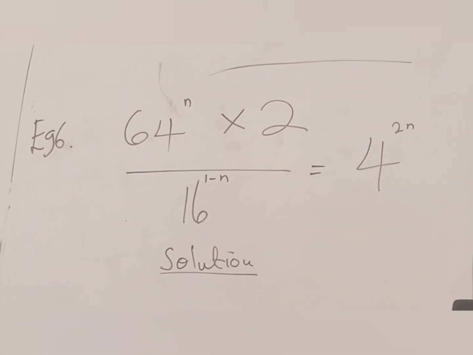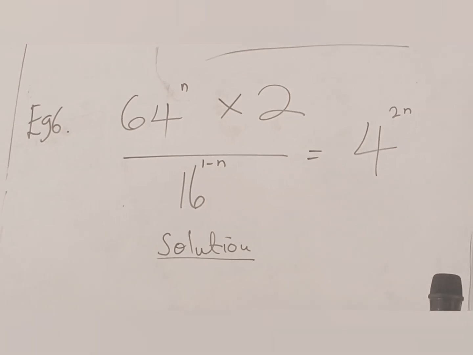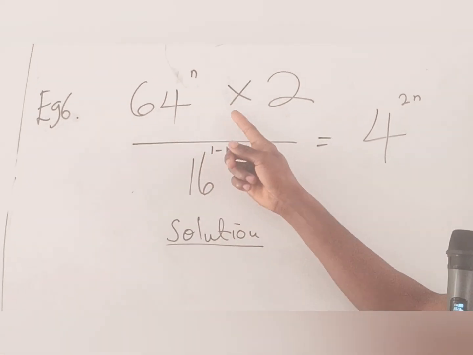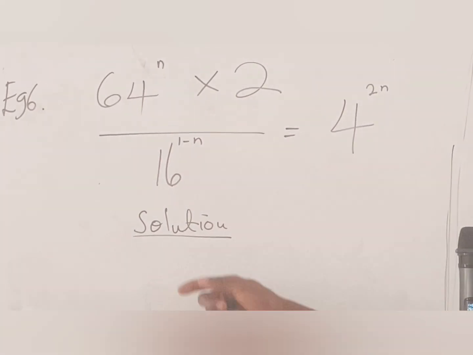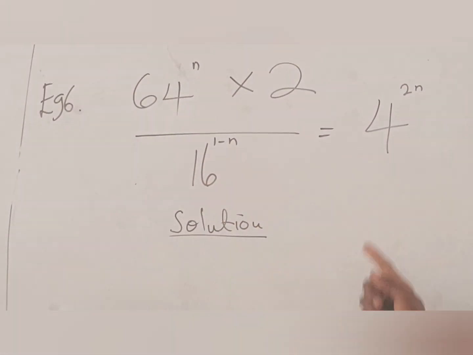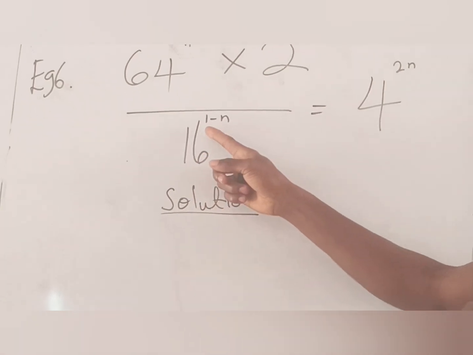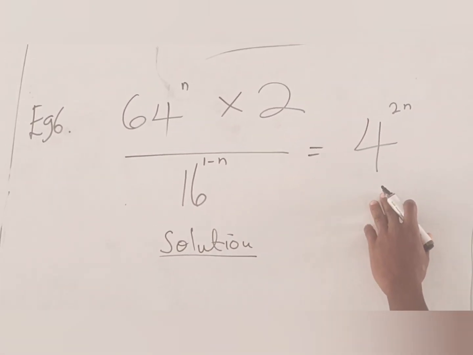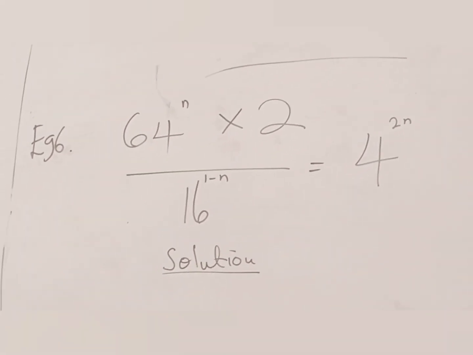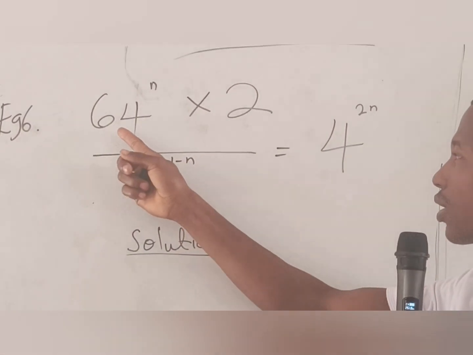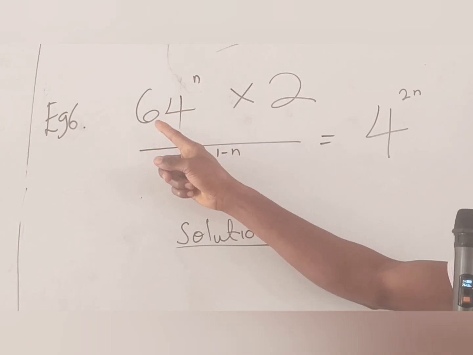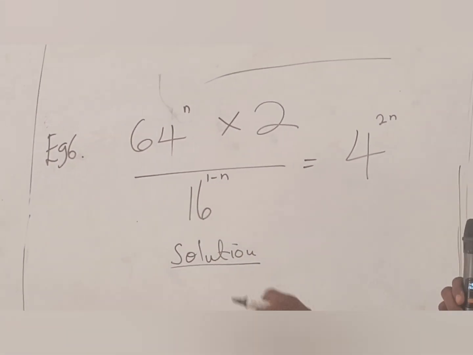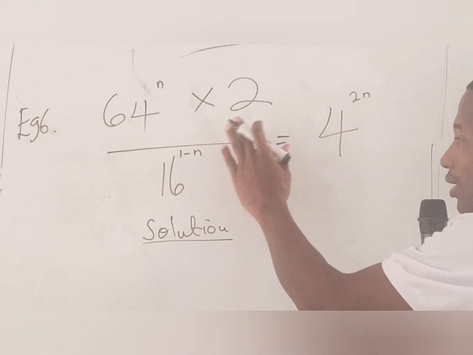Okay. And to start this, you have to ask yourself this question. We have 64 to the power n multiplied by 2, all out of 16 to the power 1 minus n, equals 4 to the power 12. We ask ourselves, what number do we raise to a certain power so that we'll get 64, 2, and 16 as well?